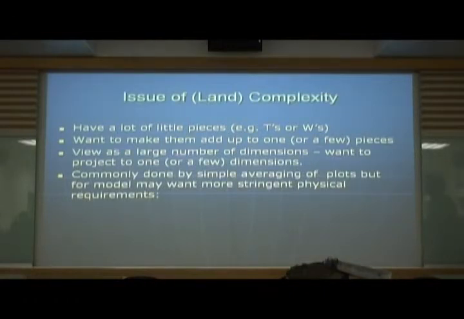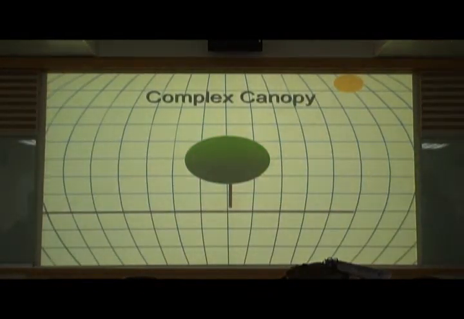So we start with a large number of dimensions, and we want to project to one or a few dimensions. We've commonly done this by averaging, but we want to look at more complicated things. This illustrates what I was saying already, that the shading by a single object can extend over an area that's in horizontal extent much larger than the horizontal extent underneath the object. This is a shadow. You all know what shadows look like, so I won't elaborate on this anymore.